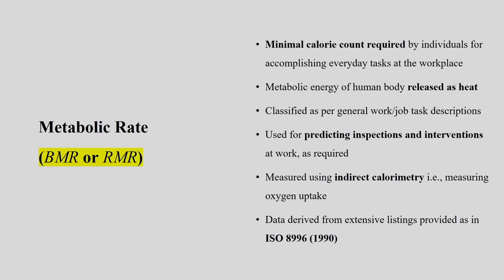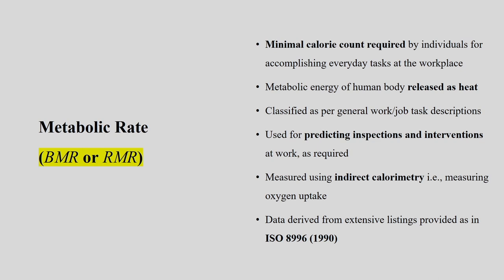Now, the next factor is metabolic rate. Clothing is one factor coming under personal factors, and the second is your metabolic rate, which is going to affect your thermal comfort. We call it BMR, basal metabolic rate, or RMR, resting metabolic rate. The minimal caloric count required by individuals for accomplishing everyday tasks at the workplace is the basal metabolic rate. Metabolic energy is released by the human body as heat, right? A lot of metabolism is happening, and when it happens, it releases energy.